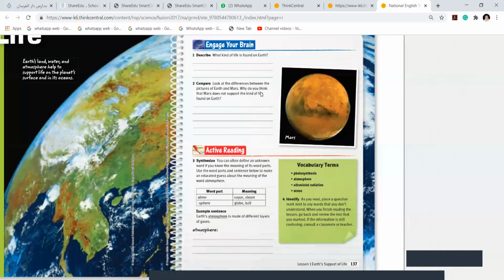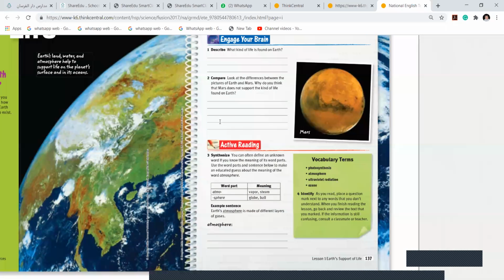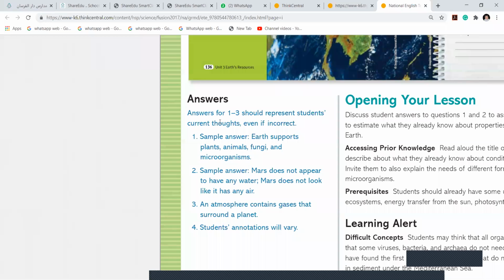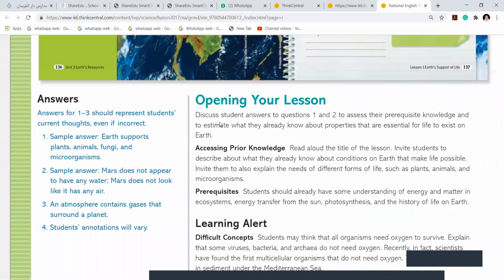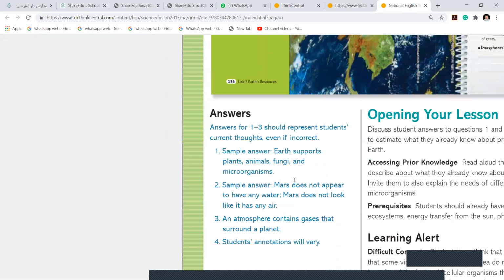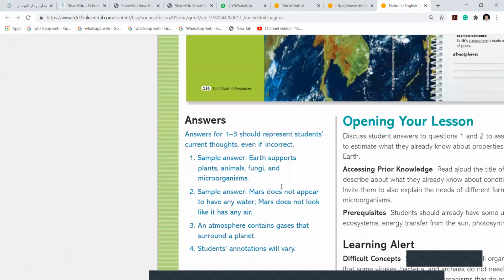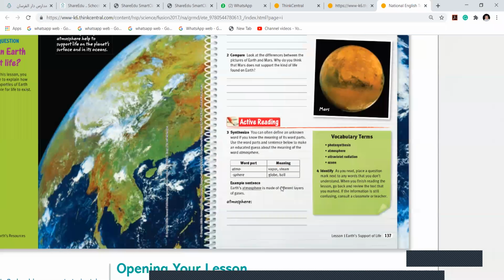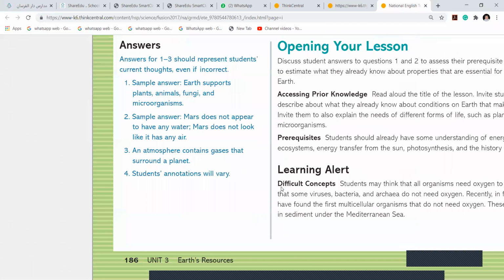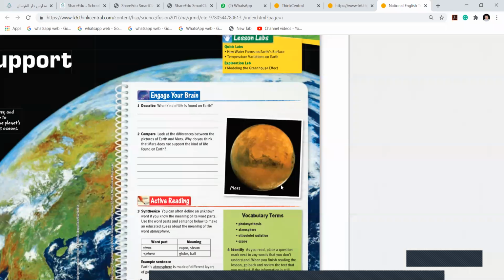Look at the differences between the pictures of Earth and Mars. This is Mars. What do you think Mars does not support? Why can't we stay on Mars? Because there's no atmosphere. You cannot see that blue color. It does not have water. And of course, when it does not have water, they say that maybe it doesn't even have any air.